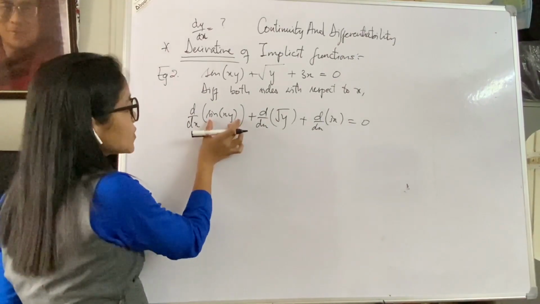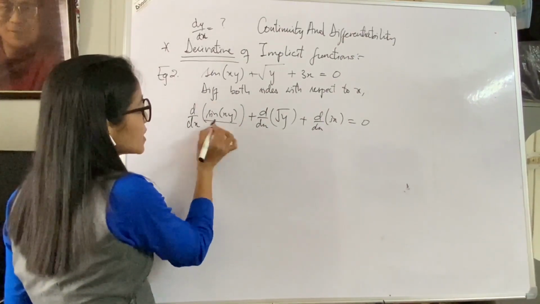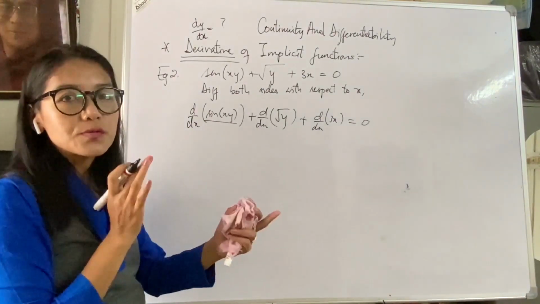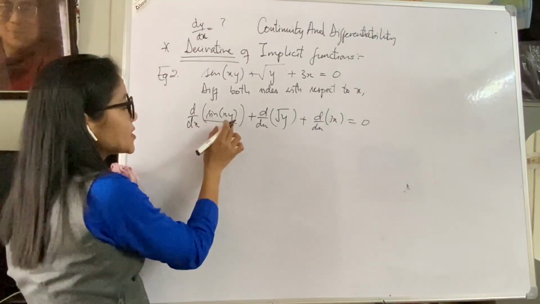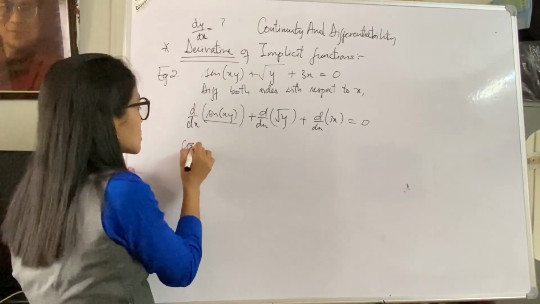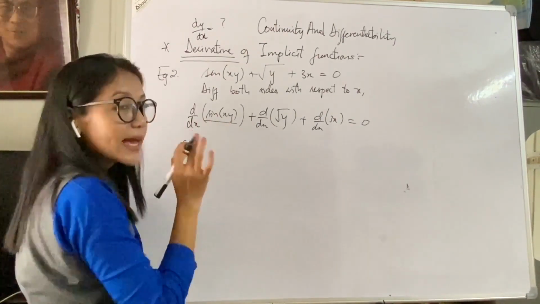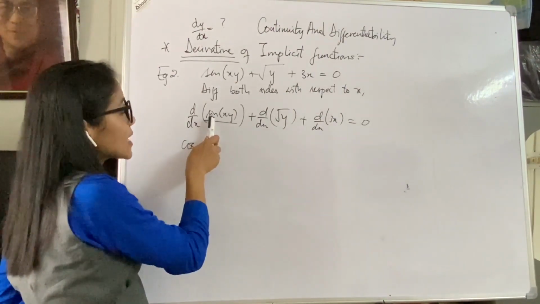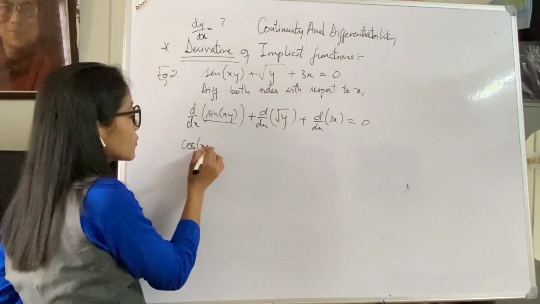So now first you will differentiate this. It is a function of sine, so as a whole you will differentiate. What is the derivative of sine? It is cos. Cos of x. What is the derivative of sine x? It is cos x. So what is the derivative of sine of xy? You will write here cos of xy.